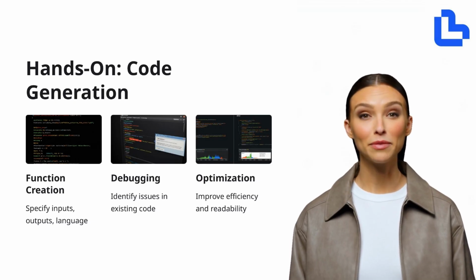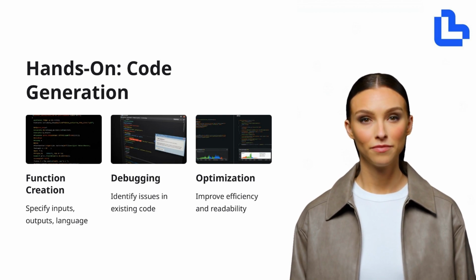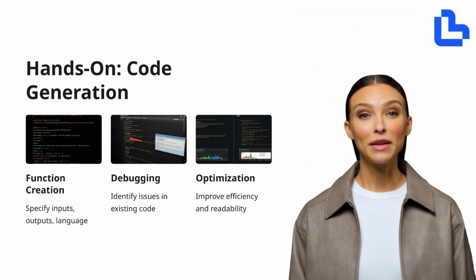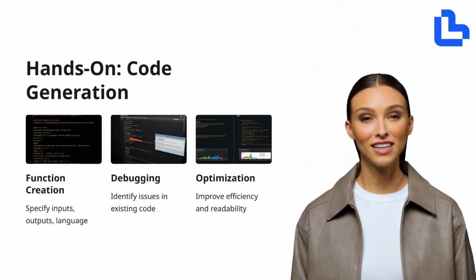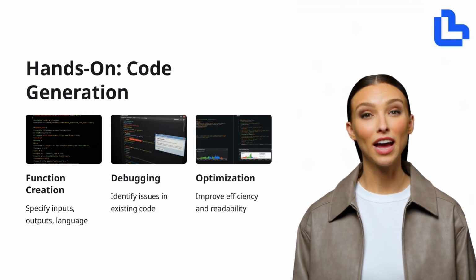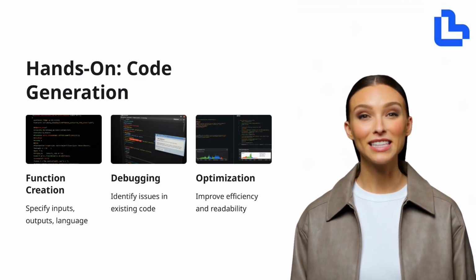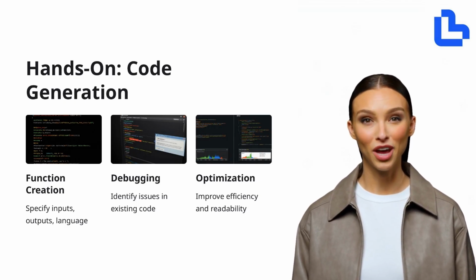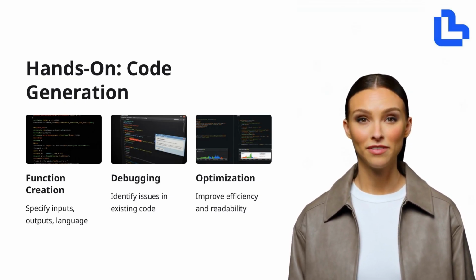Finally, there's optimization. Ask the AI to improve your code's performance, readability, or structure. For example, optimize this SQL query for faster execution, or refactor this Python script to follow best practices. With the right prompts, AI becomes a powerful coding assistant, helping you move faster, reduce errors, and focus on higher-level problem solving. It's like having a second pair of eyes on your code, available 24/7.